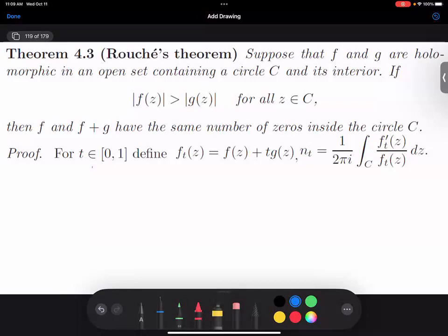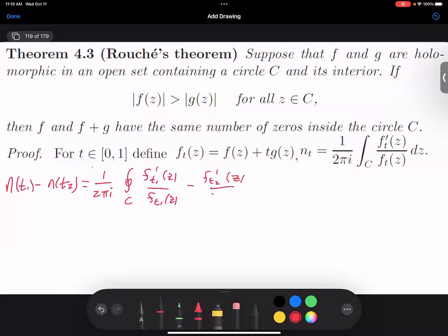So we could look at, for example, n of t1 minus n of t2, which would be 1 over 2 pi i, the integral over C of f_t1 prime of z over f_t1 of z minus f_t2 prime of z over f_t2 of z dz. And we want to show that this is a continuous function in t.